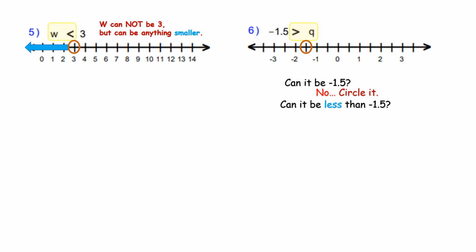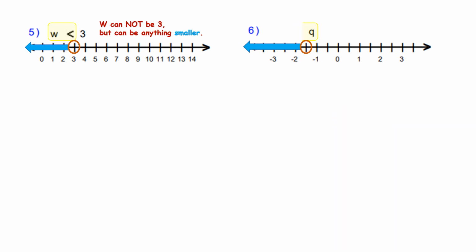Then I ask my second question, can it be less than -1.5? Well, let's see. The arrow is pointing towards the Q, so that once again has to be a yes. And since it's a yes, I'm going to draw my arrow to the left.